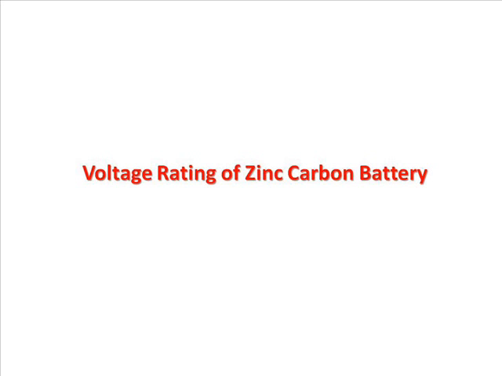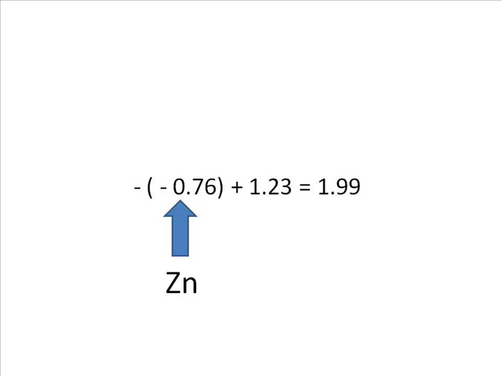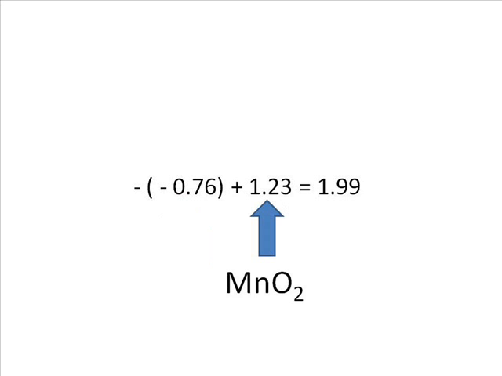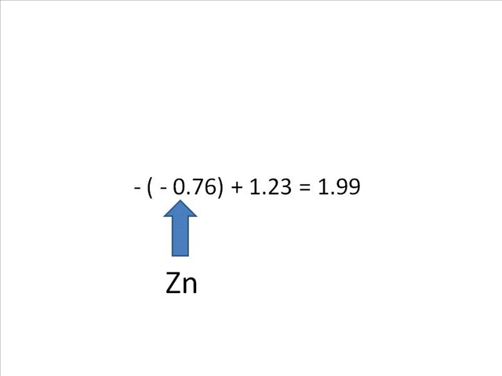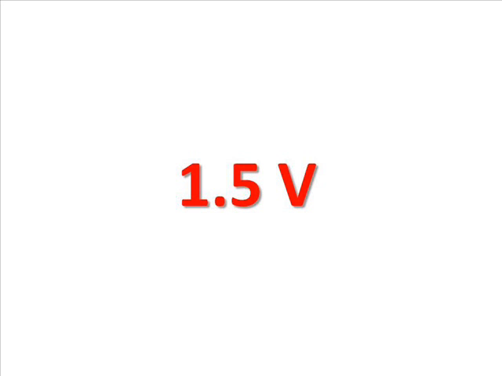The standard voltage rating of a zinc carbon battery is determined by the type of anode and cathode materials used in the battery cell. In a zinc carbon battery cell, zinc is the anode material and manganese dioxide is the cathode material. The electrode potential of zinc is -0.76 volt, whereas the electrode potential of manganese dioxide is 1.23. Therefore, the theoretical voltage of each cell should be -0.76 + 1.23 = 1.99 V, but considering many practical conditions, the actual voltage output of a standard zinc carbon battery is not more than 1.5 volt.